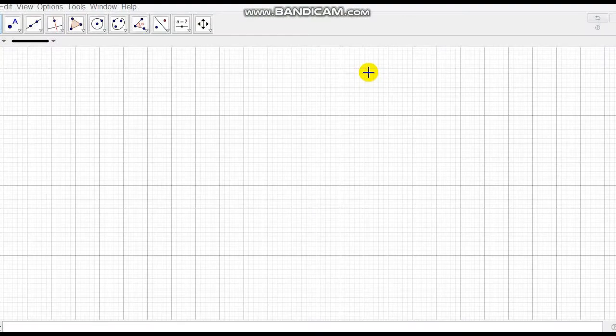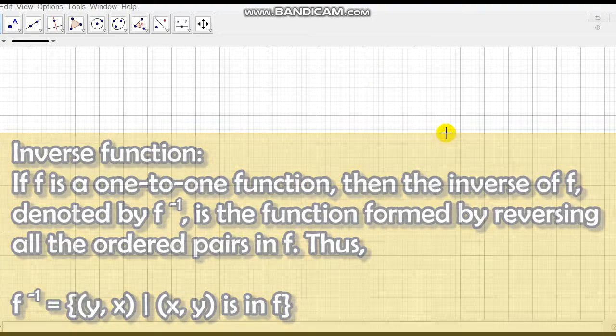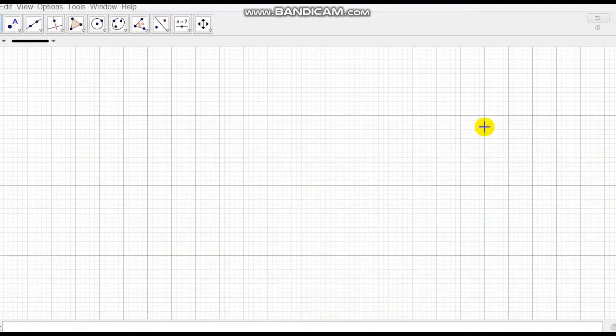Hey everyone, today we're going to discuss inverse functions. Now, if f is a one-to-one function, then the inverse of f, denoted by f raised to negative 1, is the function formed by reversing all the ordered pairs in f. Thus, the inverse of f is the set of ordered pairs (y, x) such that (x, y) is in f. So basically, whenever we talk about inverse functions, we just switch the values of x and y.